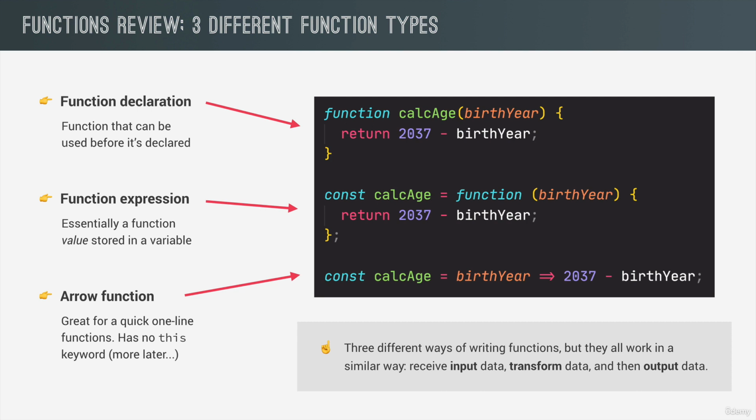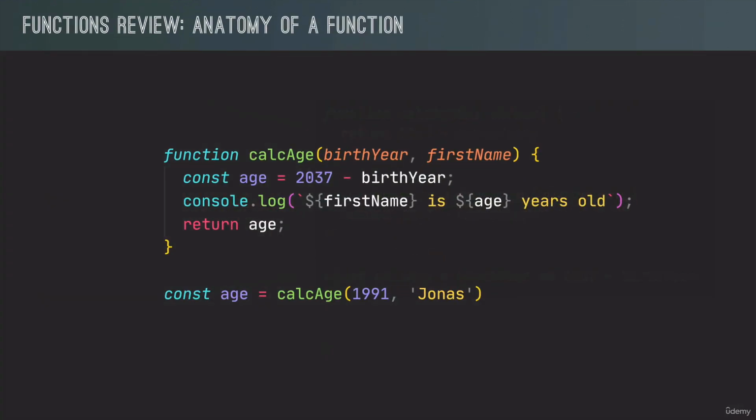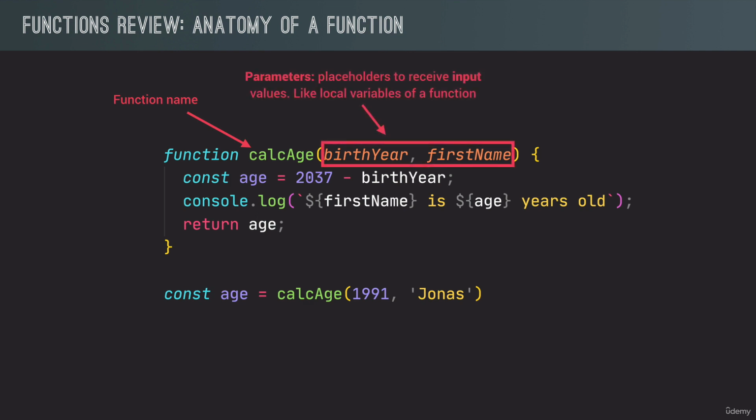And now let's zoom in a little bit further and take a close look at the structure of a common function, let's say. And this one here is a function statement, but it works the exact same way for all other types of functions again. So first, usually a function needs a function name. So calc_age in this example. Then a function also has parameters. And these parameters are essentially placeholders that receive input values. So as I said before, these are a little bit like local variables of a function. So variables that are defined only inside of this very function.